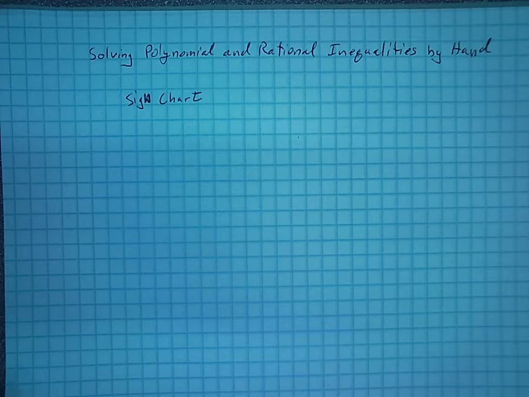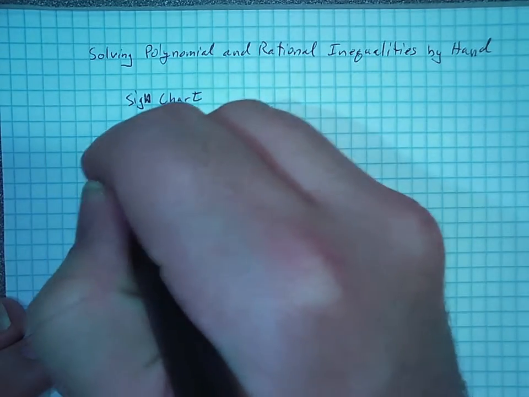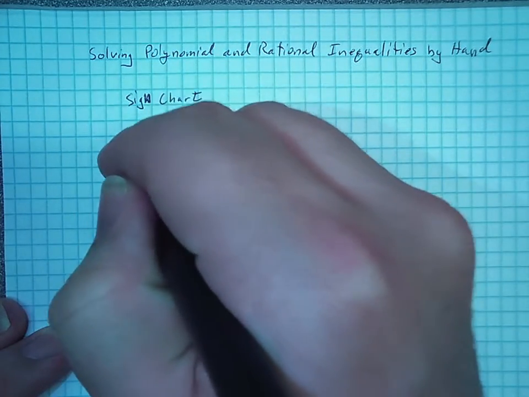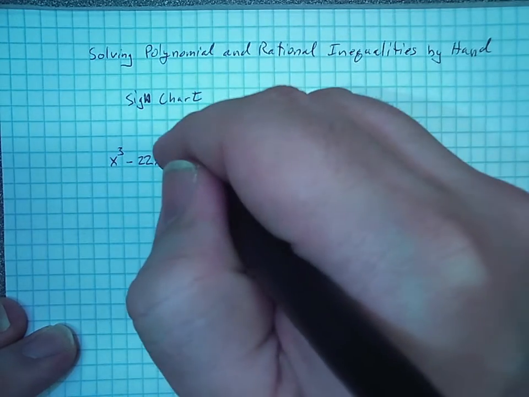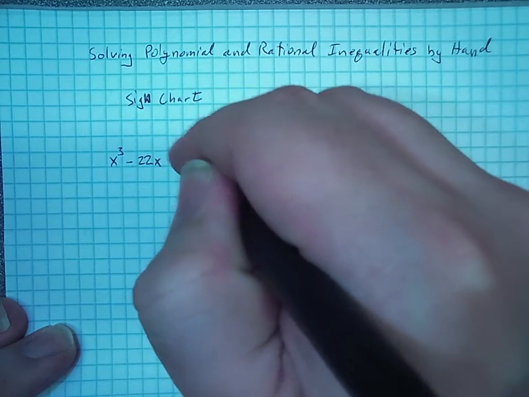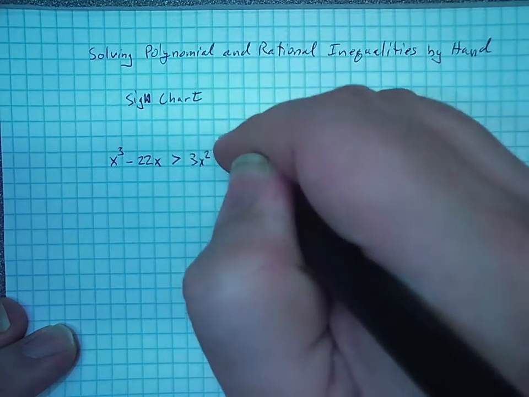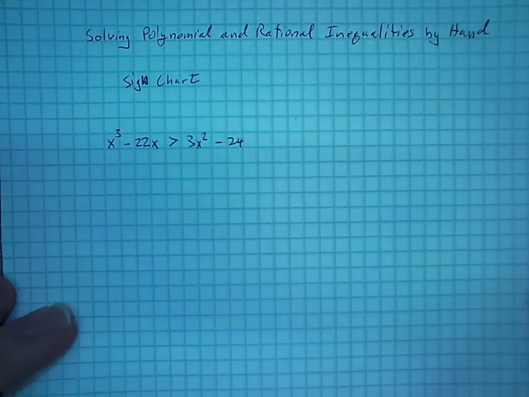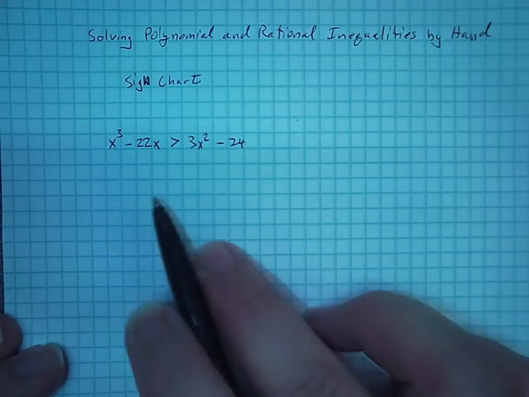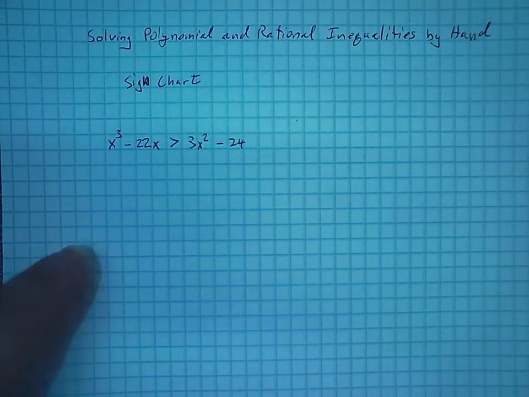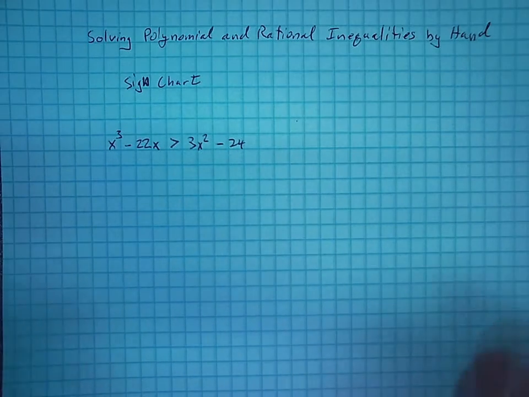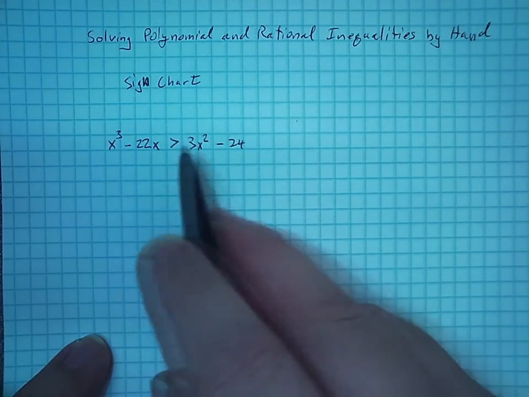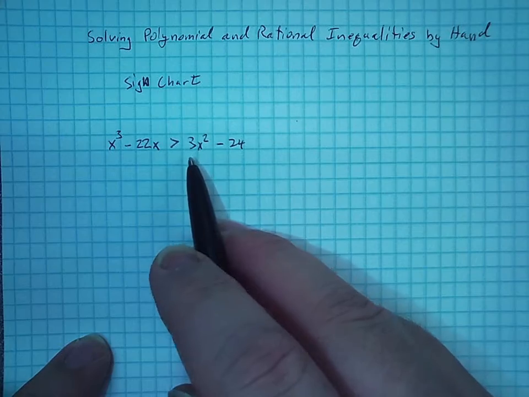As far as this goes, I'll just get right into my first example and I'll explain the sign chart when I get to it. So I've got x cubed minus 22x is greater than 3x squared minus 24. This is cubic on the left and quadratic on the right. But because we're using a sign chart, all we're concerned about is positive and negative. I need one of the sides to be 0.